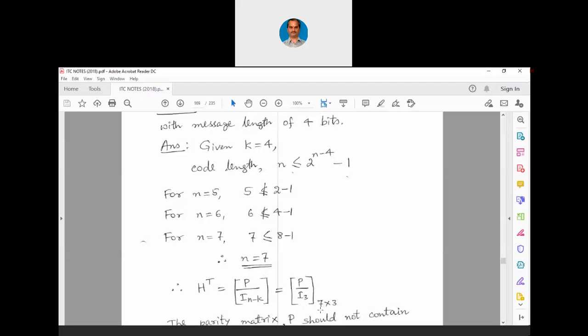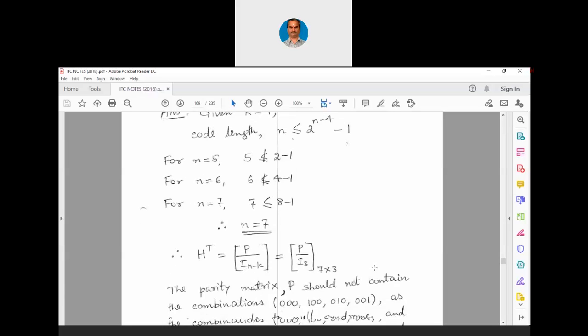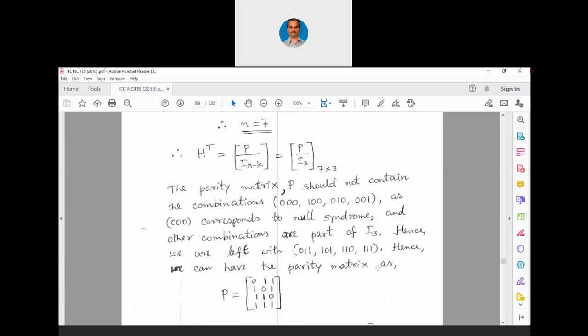Right? Because n is 7 and the number of check bits is 3. So the parity matrix is n cross n minus k, that is 7 cross 3. Now let us see what is going to happen here.